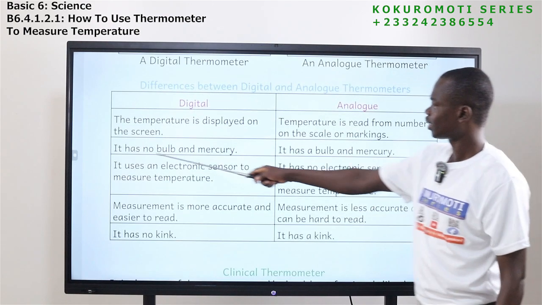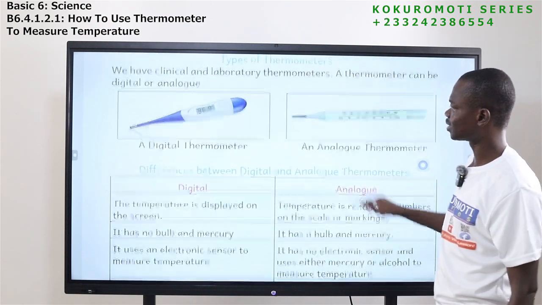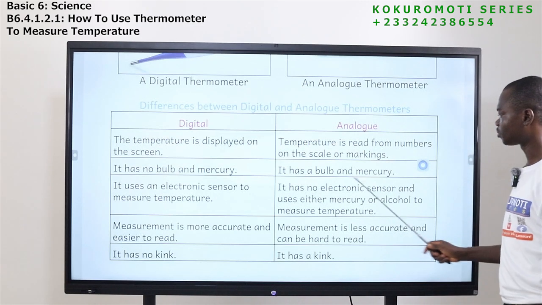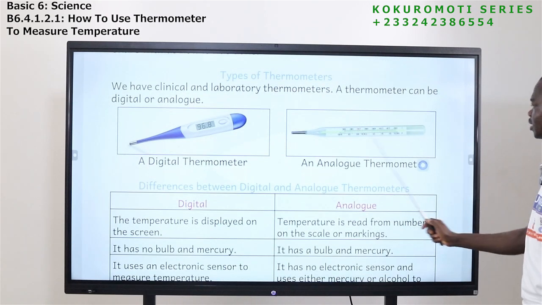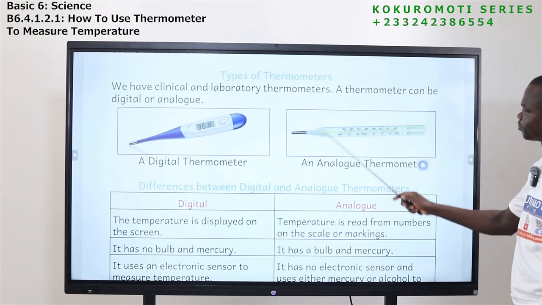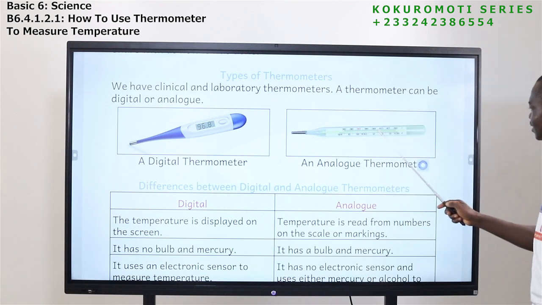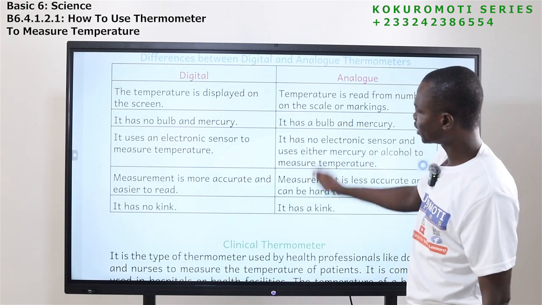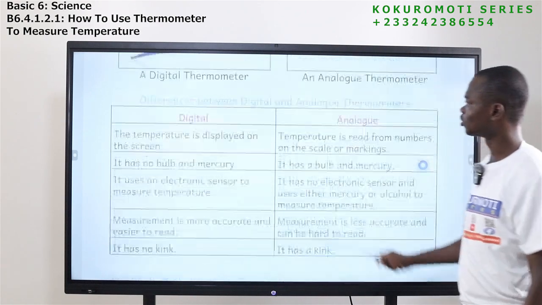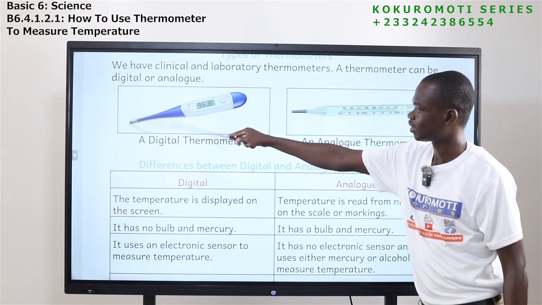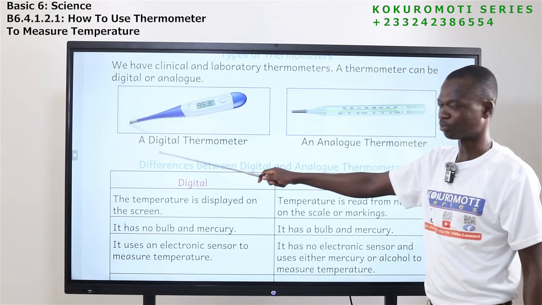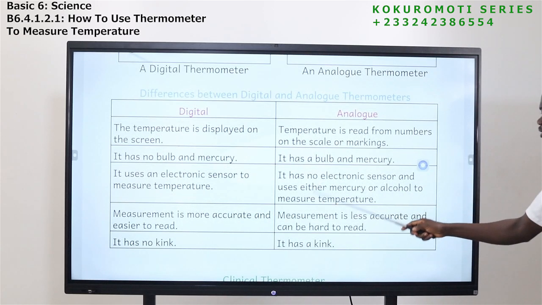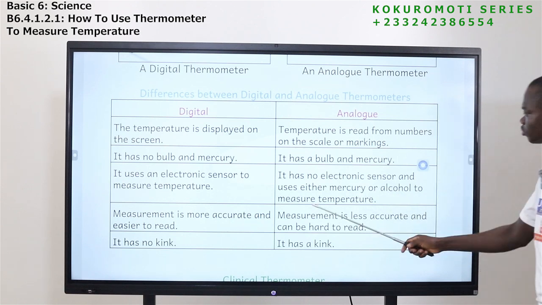Okay. It has no bulb and mercury. This is digital. It has no bulb, it has no mercury. But analog has a bulb and mercury. This is analog. Have you seen it? It has a bulb. The bulb is here, and then the mercury is inside it. The next one, it uses an electronic sensor to measure temperature. So this side here is the electronic sensor that is used to measure temperature. But here, it has no electronic sensor and uses either mercury or alcohol to measure temperature.